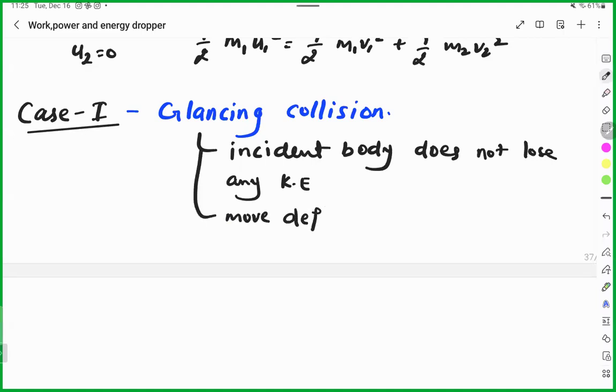And when you understand this, you should get one point. In this case, theta will be 0 because it is moving in a straight line, and phi will be 90 degrees because the other body will move perpendicular. You should understand this just from the words glancing collision. Theta is 0 and phi is 90.